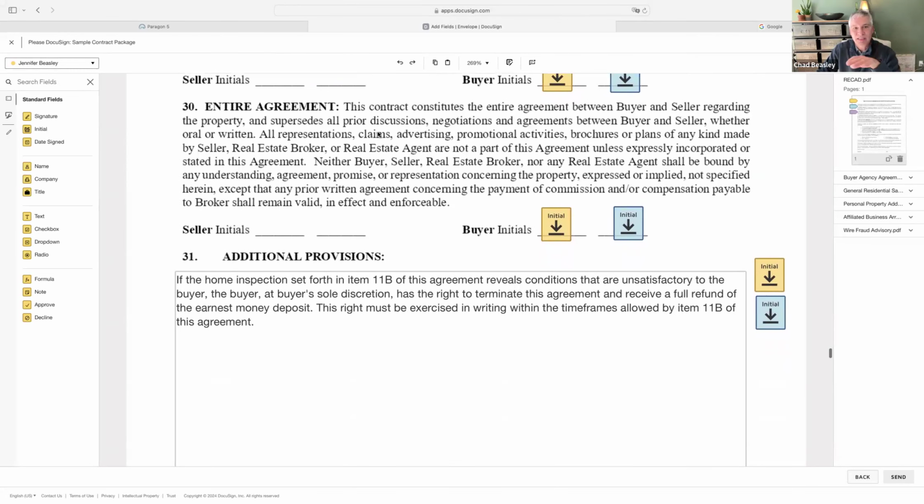Number 30 just says that what is here in writing constitutes the entire agreement. Basically, if it's not in writing, it doesn't exist. If the buyer and seller got together and talked about some stuff and it's not in this agreement, this is just saying that there are no side deals, no side agreements outside of this written agreement here.